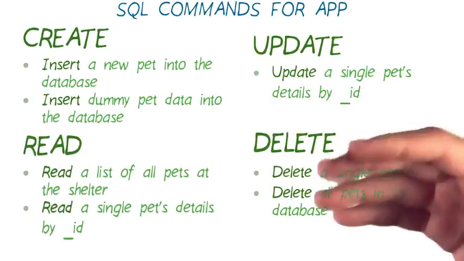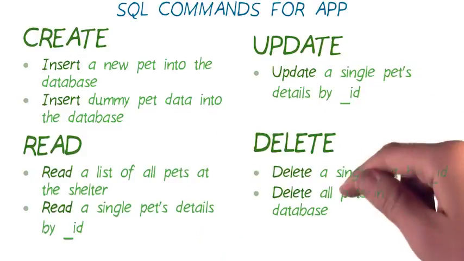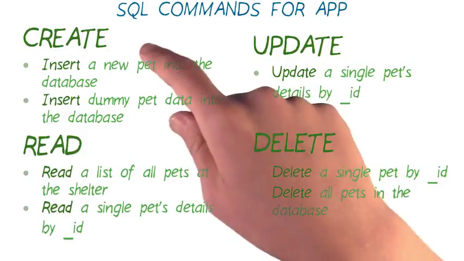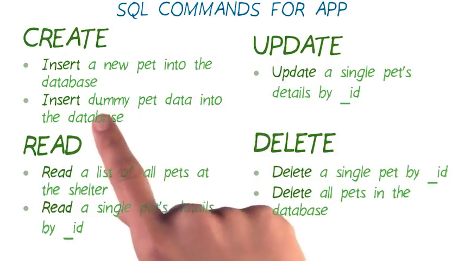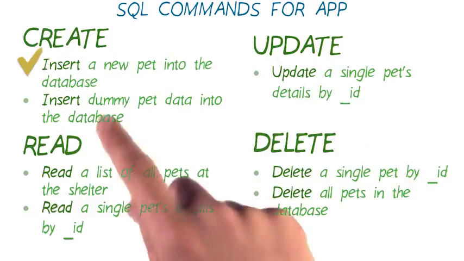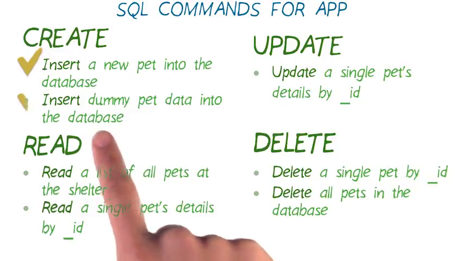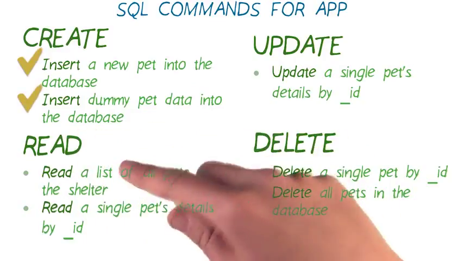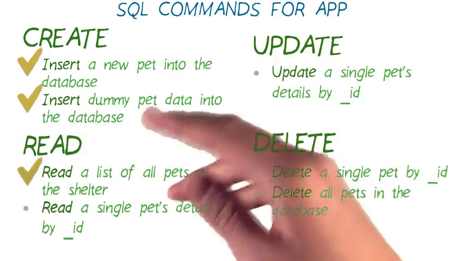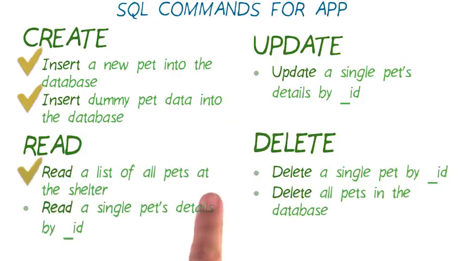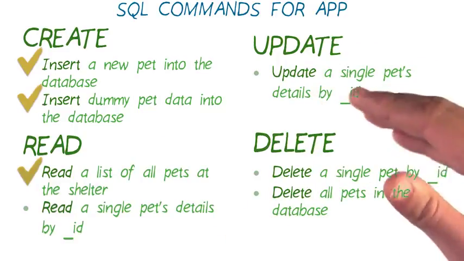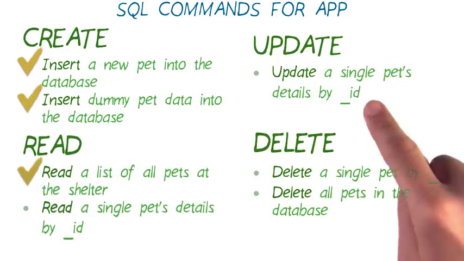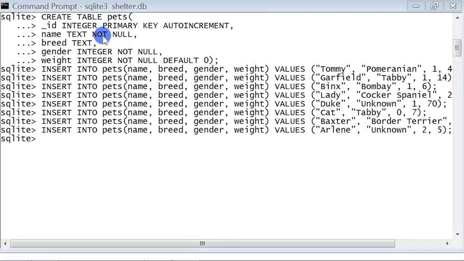So back to our overview of the CRUD SQL commands. Thus far, we've talked about creating a table for the pets, where we've inserted a new pet into the database, as well as inserted default pet data into the database. Next, for the read commands, we've learned how to select or read a list of all the pets at the shelter. Now if you notice, the next few actions are all specific to a single pet, as indicated by the ID we need. Alright, so to refer to a pet by its ID, we can use the where clause.